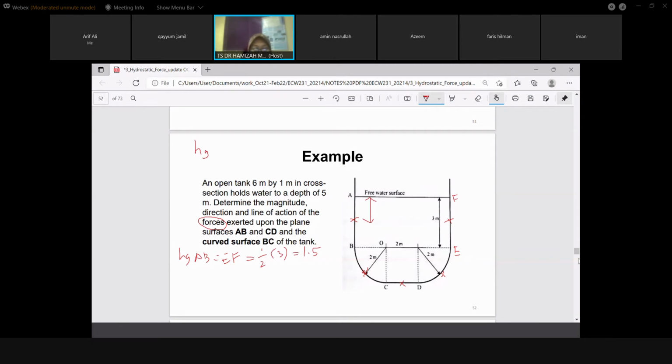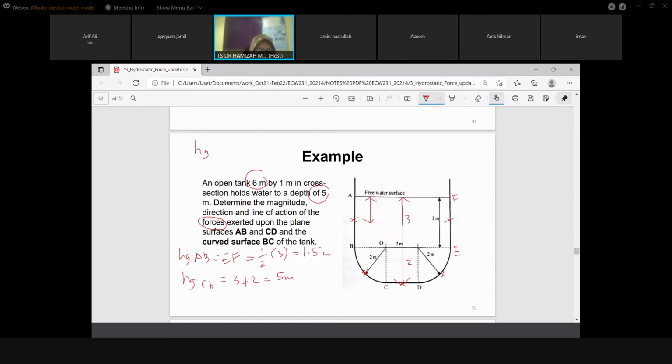So, let's move to CD. CD from the free water surface to the center point. He mentions here that the tank is 6 meters, tapi yang ada air 5 meter je. So, kat atas ni 3, kat bawah ni mesti 2, sebab total yang containing water is 5. So, we have 3 plus 2. So, Hg for CD ialah 3 plus 2, so we have 5 meters.